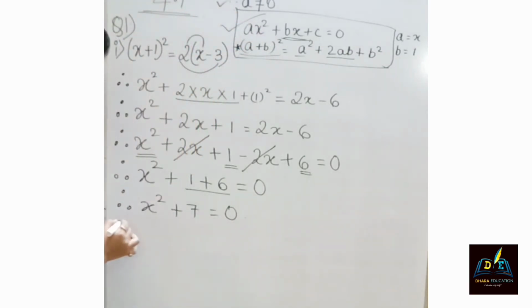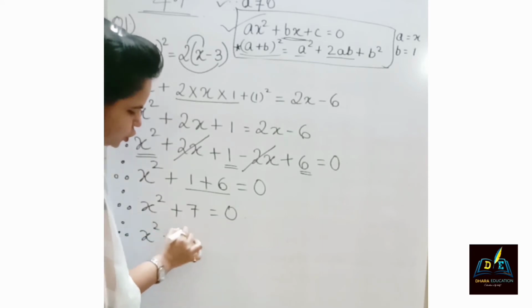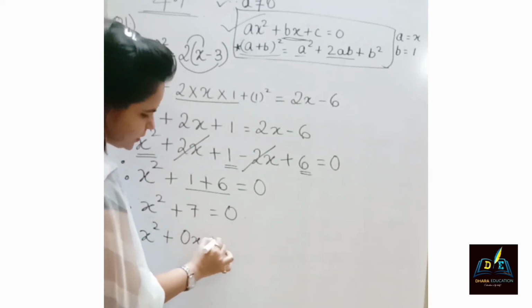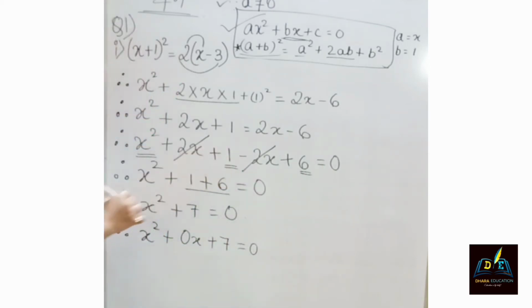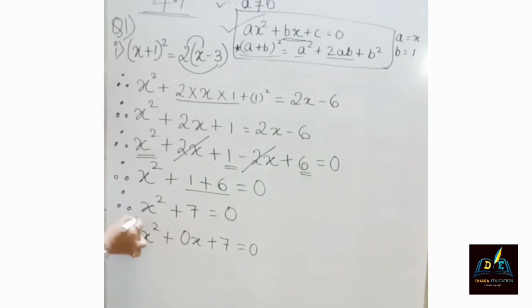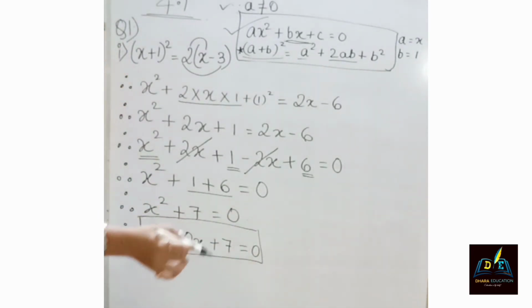So how do we have to write? x square plus 0x plus 7 as a constant number is equal to 0. So if b is equal to 0, it is okay, but a should not be equal to 0. So we are fulfilling all the terms and the condition to check whether it is a quadratic equation or not. So it is concluded that this particular equation is called a quadratic equation.